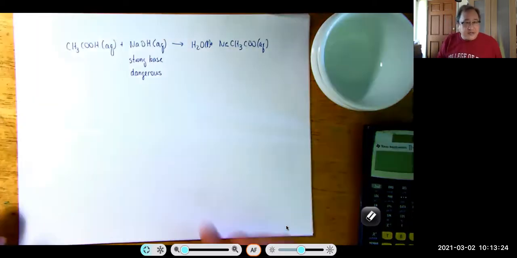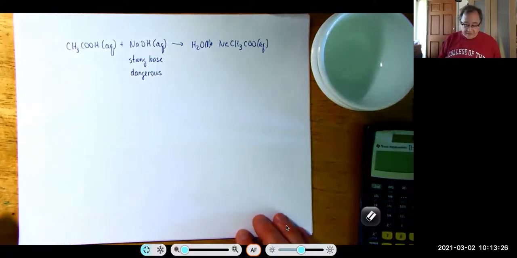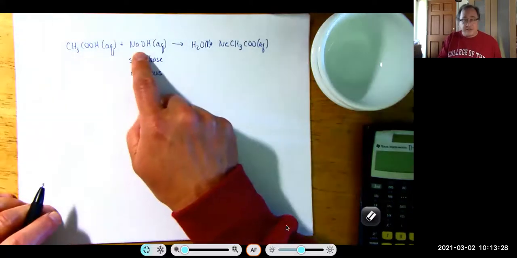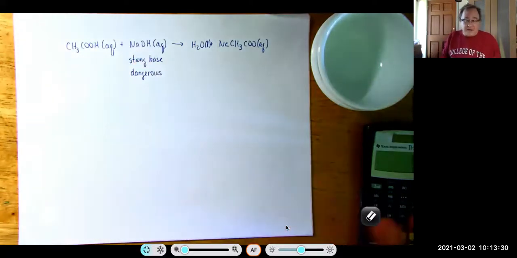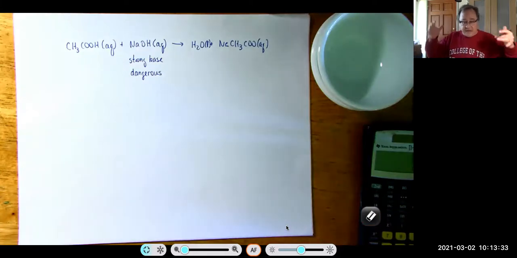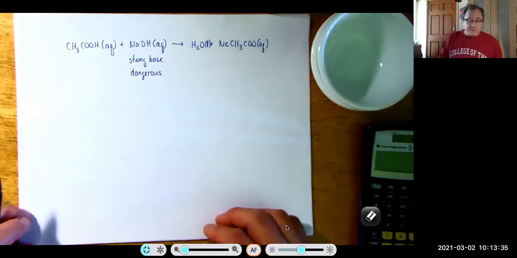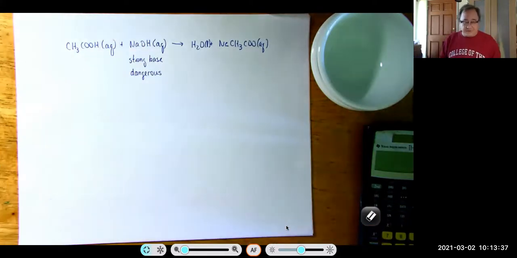It's used as drain cleaner. In fact, it's used to dissolve people. Like if you're in the mafia and you want to get rid of a body, you stick it in one of those 55-gallon drums, you add in a bunch of sodium hydroxide, and the body dissolves.